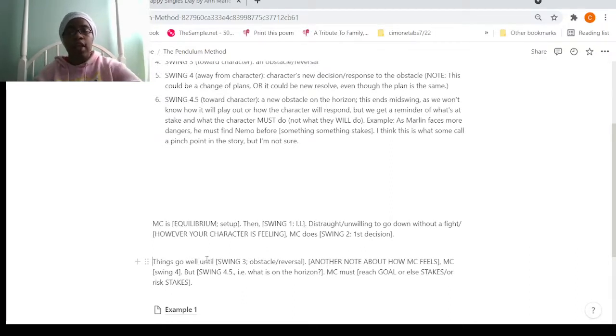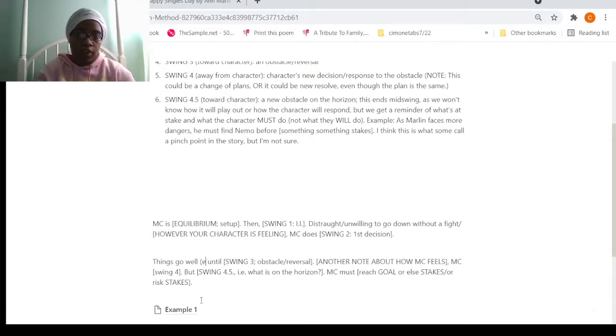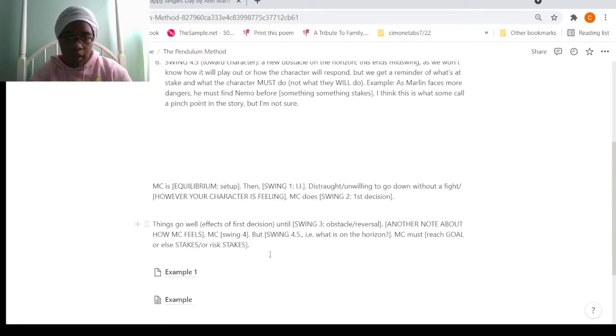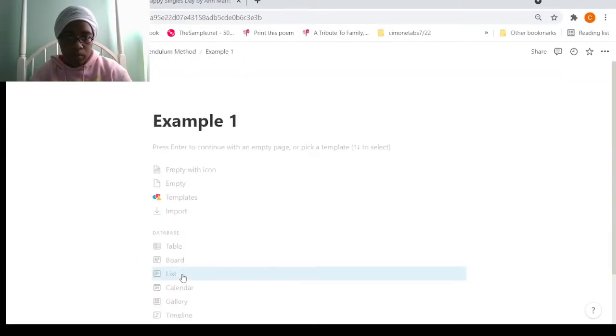Or this is how things go after the first decision. So we would say effects of first decision. Because it might not be things going well, but we just want to have a little hint at that, but it doesn't need a whole sentence. It might, but have this little hint of what happens after the first decision, and then how the new swing changes things. So I have made an example here.